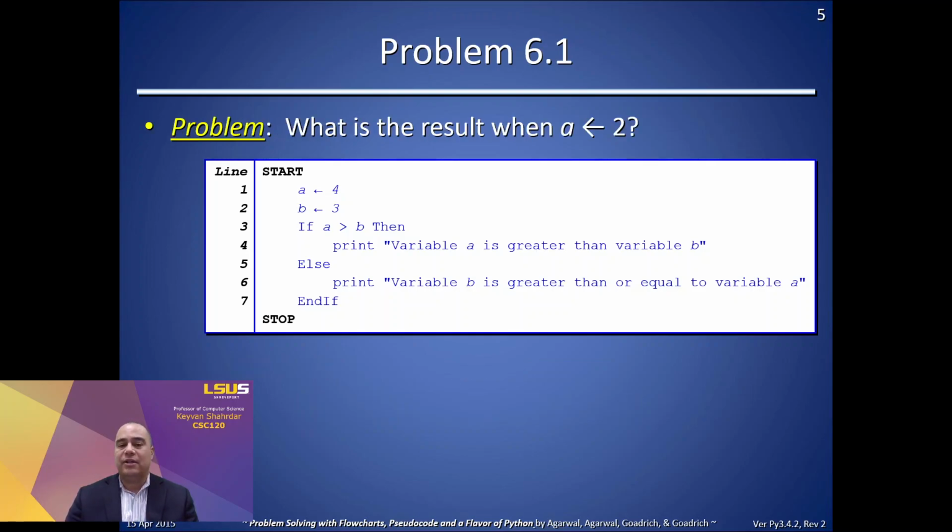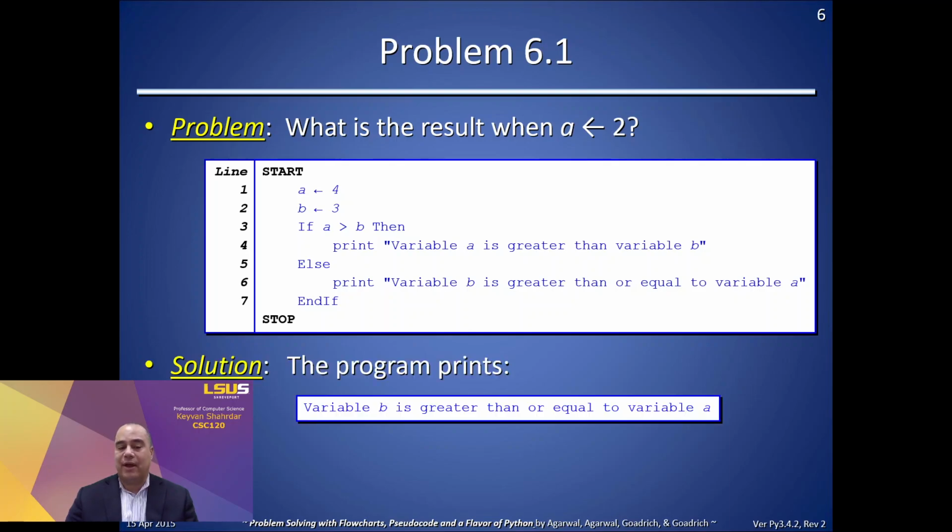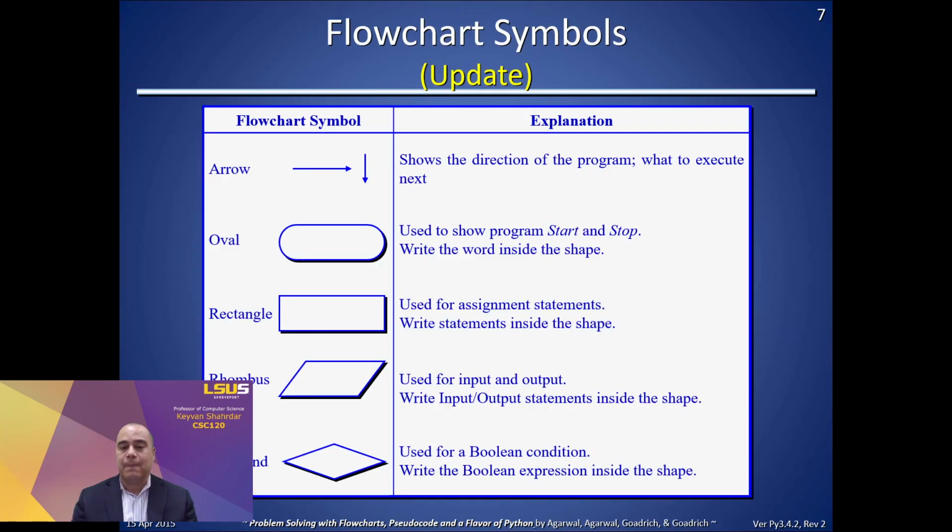So if we change the variable A to 2, then variable B is greater than or equal to variable A will display. So that's the change in the if statement. The if statement is making a decision. Is A greater than B, or is B greater than A?